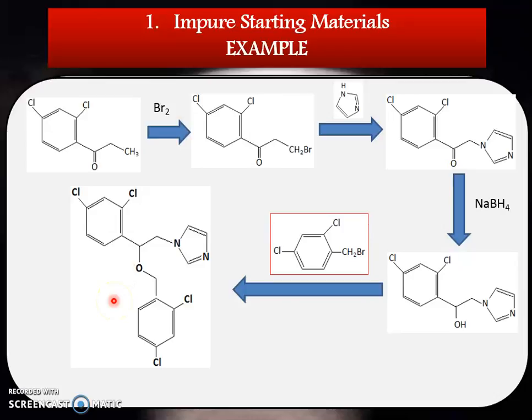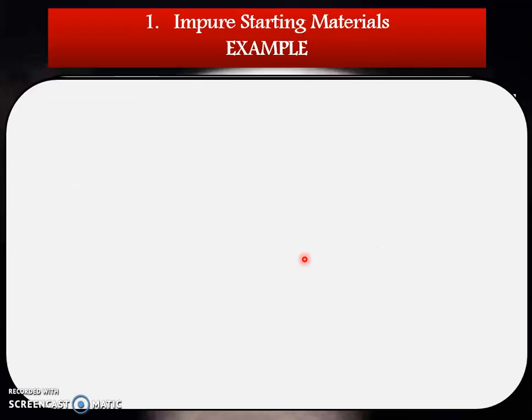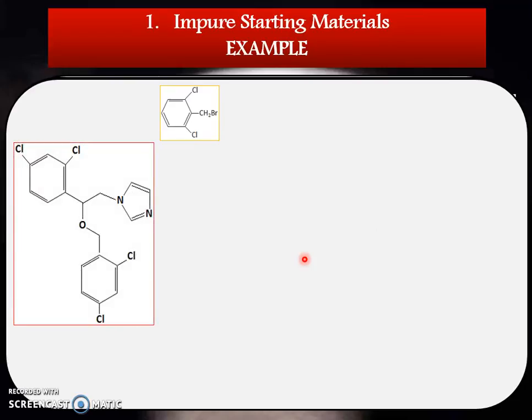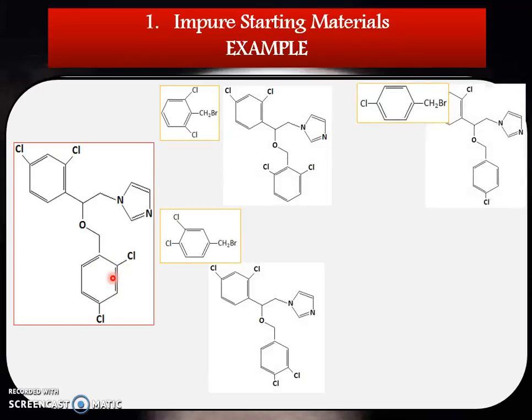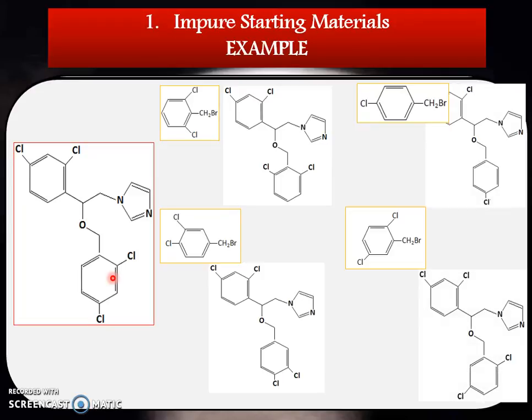Miconazole with 2 and 4 dichlorobenzyl. So this can be an impure material. For example, in these cases, this is the miconazole structure that we want, and we can have impure starting materials which will give us a wrong product. So this is an impurity in our process.